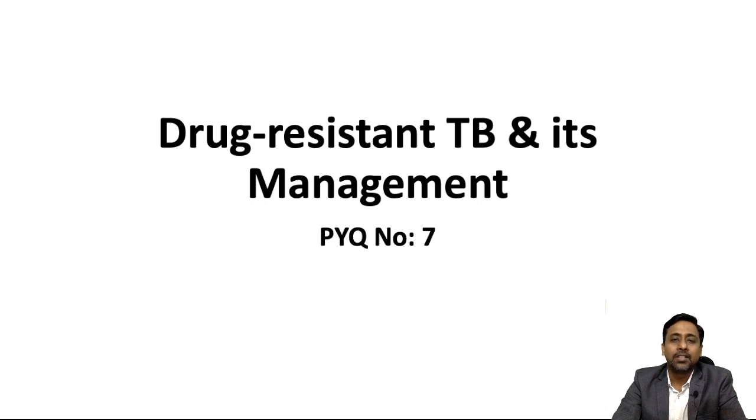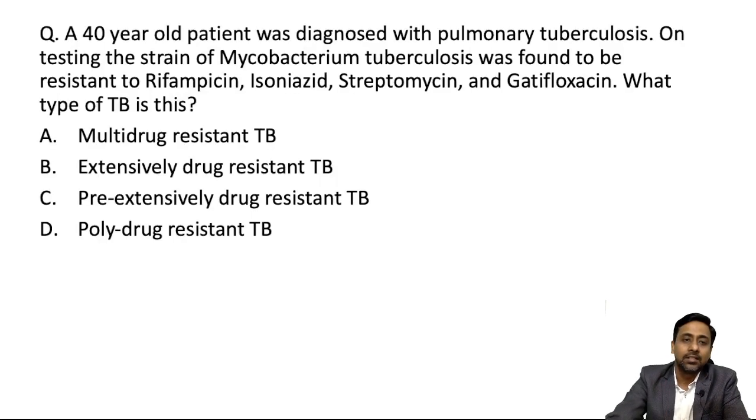So it is PYQ number 7, drug resistance TB and its management. The MCQ which was asked: a 40-year-old patient was diagnosed with pulmonary tuberculosis. On testing, the strain of Mycobacterium tuberculosis was found to be resistant to rifampicin, isoniazid, streptomycin and gefloxacin. What type of TB is this? Multi-drug resistant TB, extensive drug resistance TB, pre-extensive drug resistance TB and polydrug resistance TB. So to answer this question, we need to know the various types of drug resistance TB and their definition, and for that we need to know first of all the drugs required to treat TB.